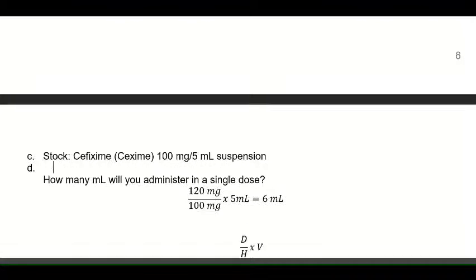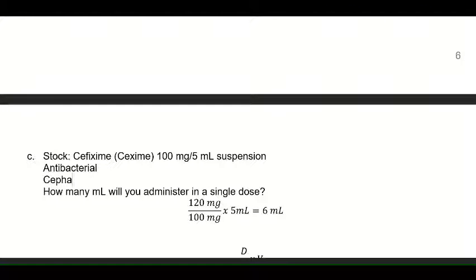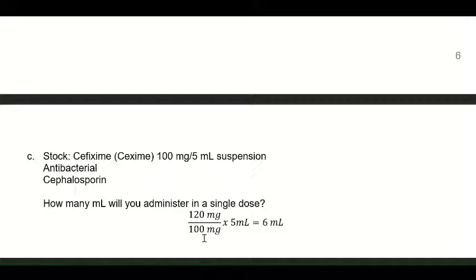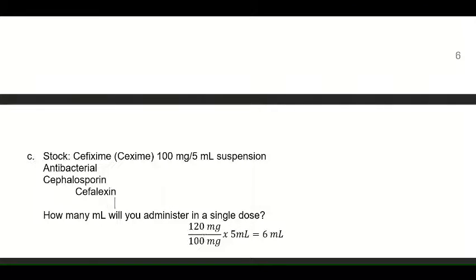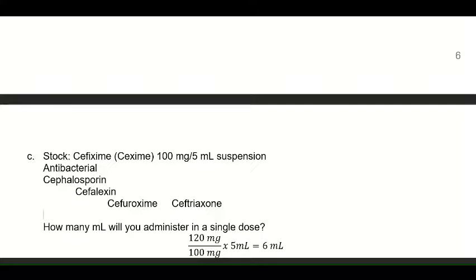What is cefixime, by the way? Cefixime is an antibacterial. Specifically, it is considered to be a cephalosporin. There are a lot of antibiotics. We'll know that later on. Those that start with ceph are of the cephalosporin family. So you have cefixime, you also have cephalexin, you also have cefuroxime, you also have ceftriaxone. Interesting family of cephs.